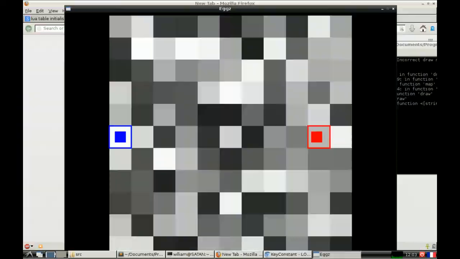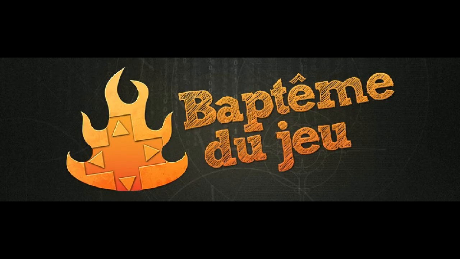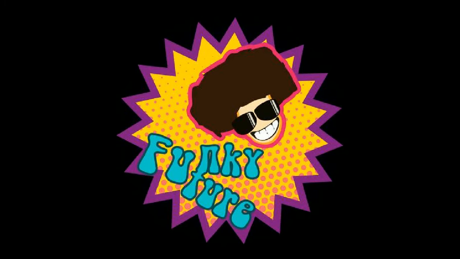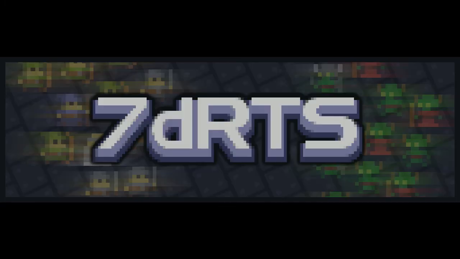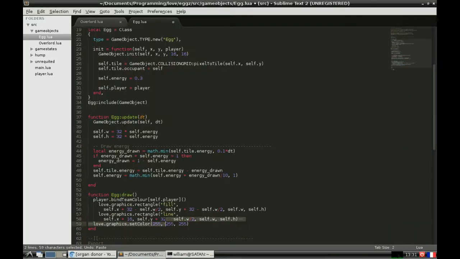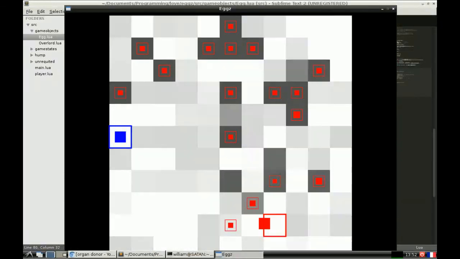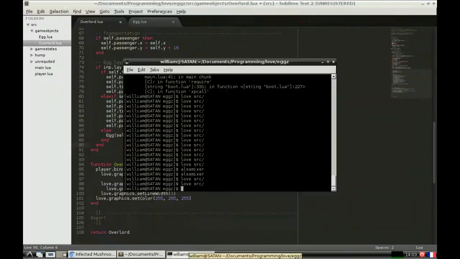This one was from a recent game jam that we organized with our association Baptême du Jeu, Baptism of Game, which was based entirely around multiplayer games. It's also the Mini Ludum Dare 7-day RTS competition at the moment, so I decided to make a real-time strategy game.